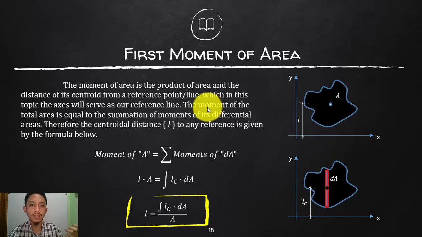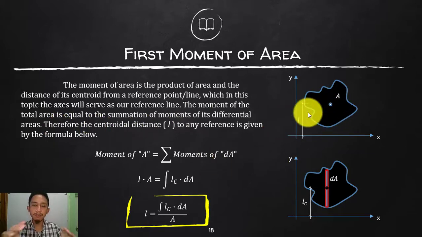The moment of the total area, the product of the area and the distance, is equal to the summation of moments of its differential areas. So the product of the total area and the distance of the centroid is the same if we divide the area into small pieces. Instead of considering the whole, we consider differential parts or strips, the horizontal element or the vertical element. Getting the moment of the centroid of each element, and doing that for all elements within the area, is the same as summing the moments of each element.